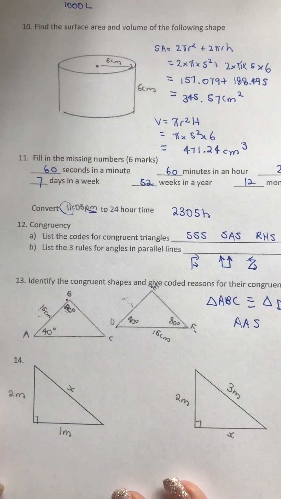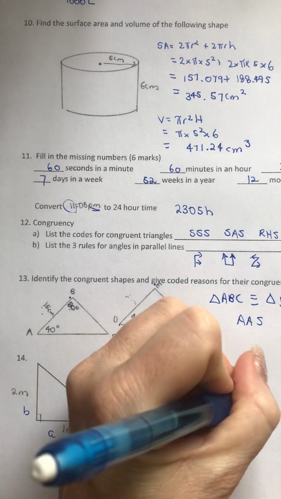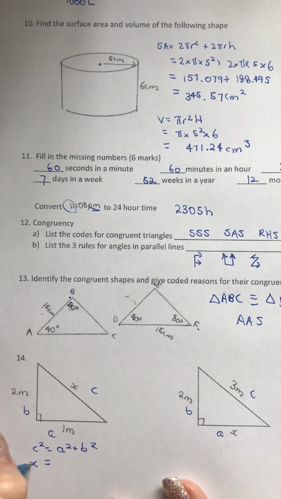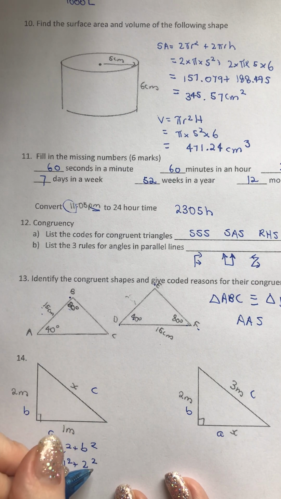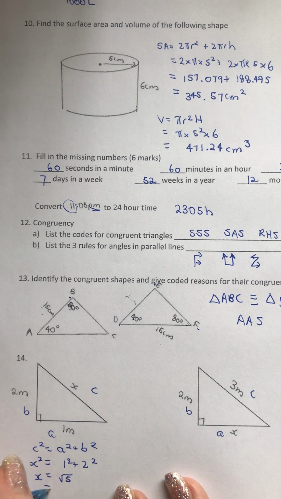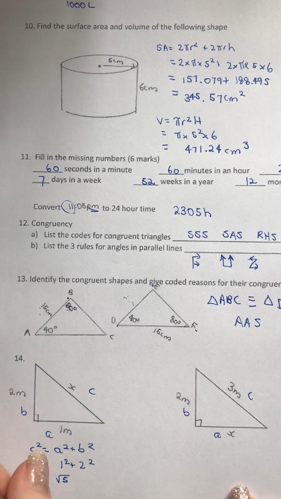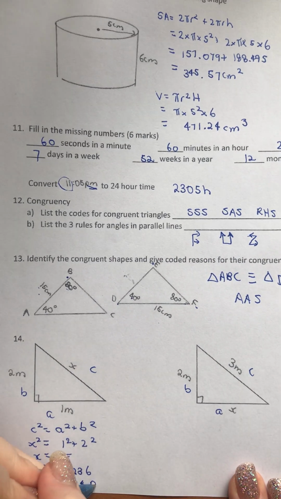And the last one, we've got our Pythagoras theorem questions. So we've got our A, B, C. So we can write c squared equals a squared plus b squared. x squared is equal to 1 squared plus 2 squared. So x is going to equal the square root of 5, because 1 squared plus 2 squared is 1 plus 4 is 5. Do the square root of 5. And we get 2.236, and we can round that to 2.24, and that will be metres.